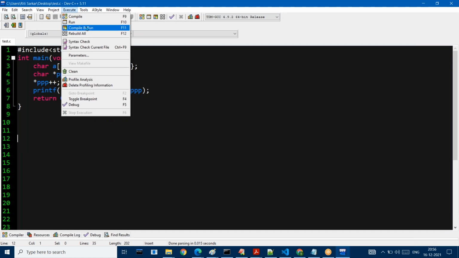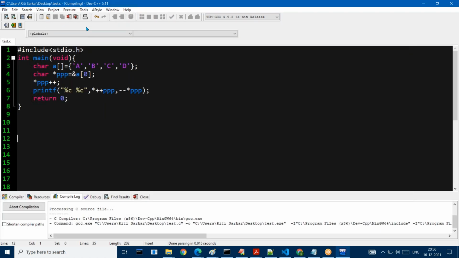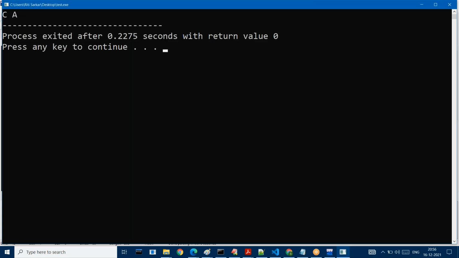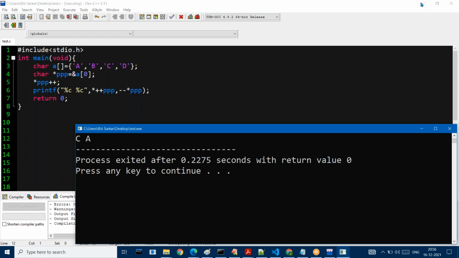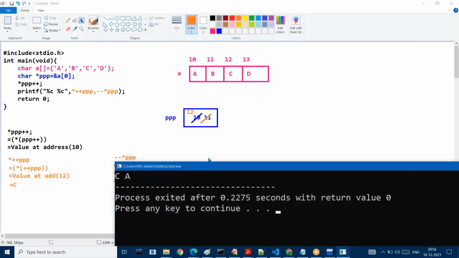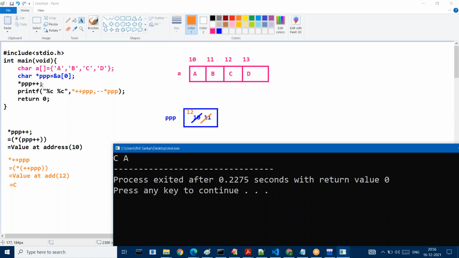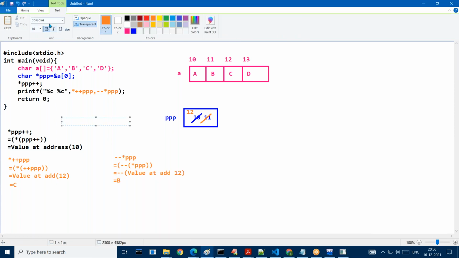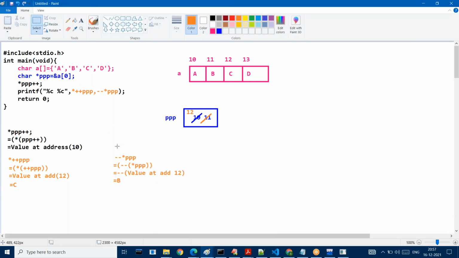Execute, compile and run. First one will definitely be C. Second one, I have a bit of doubt. That's what I was thinking here. First one is C. Let me check one more time. Plus plus PPP, so it becomes 10 to 11. After that it is incremented once more, so it becomes 12. So value at address 12, that is C, got printed. Okay, fine. But then why is it giving A?